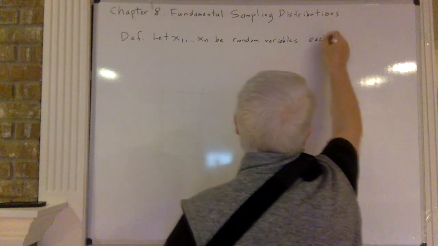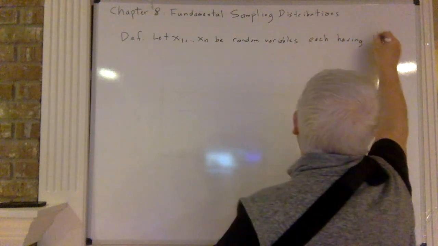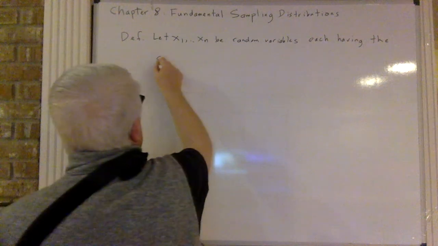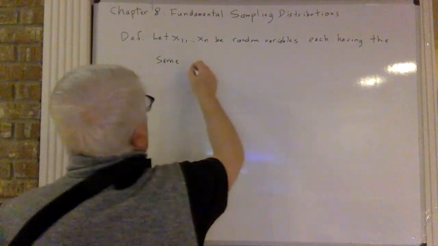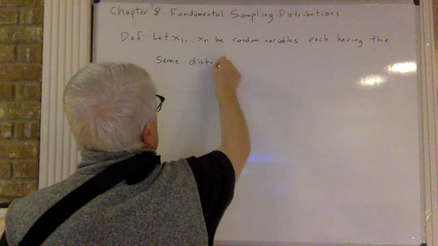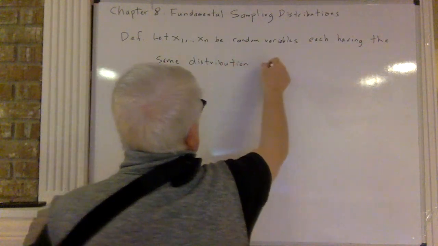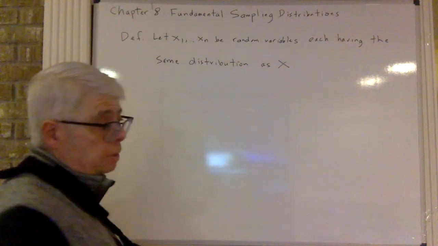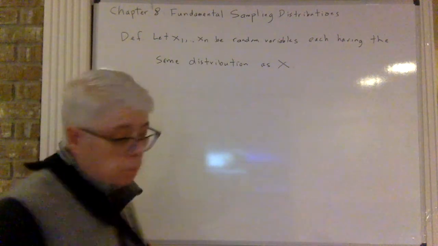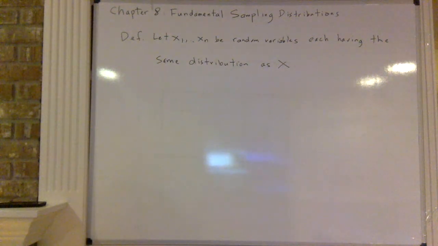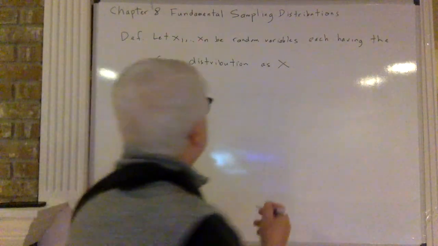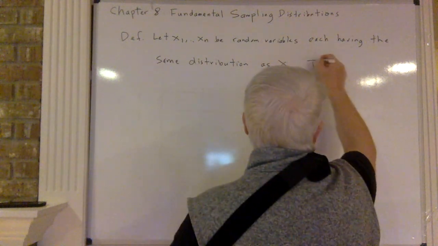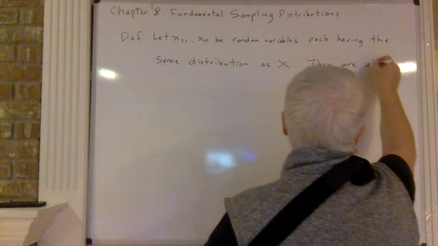Each having the same distribution as x. Okay, so that's what I said, each one is like a copy of x. So that's what we say, each one is a copy of x, and they are independent. They are also independent. They are also independent.